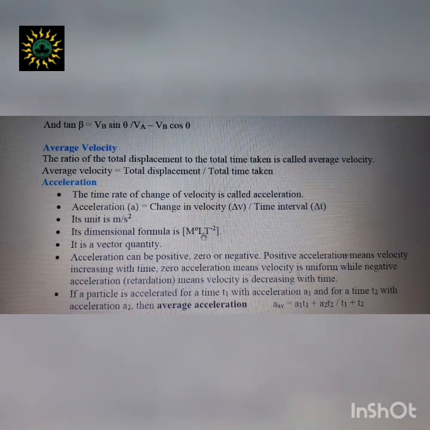So ultimately, finally, L t to the power minus 2 is the dimension of acceleration, but you have to take the mass also.